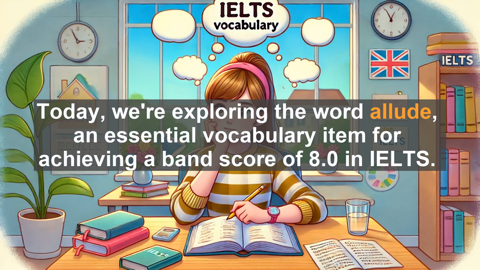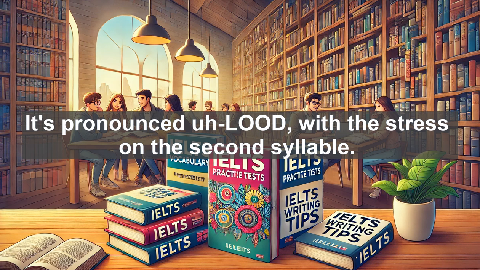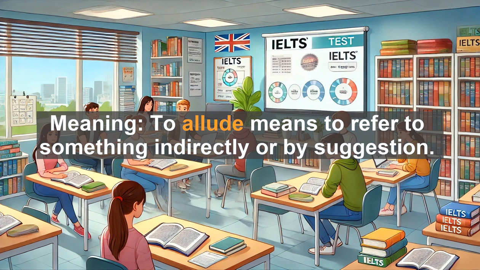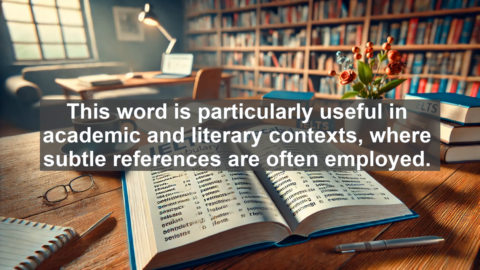Today, we're exploring the word allude, an essential vocabulary item for achieving a band score of 8.0 in IELTS. Word type: allude is a verb. It's pronounced allude, with the stress on the second syllable. Meaning: to allude means to refer to something indirectly or by suggestion. It's about hinting at or insinuating something without explicitly mentioning it. This word is particularly useful in academic and literary contexts, where subtle references are often employed.